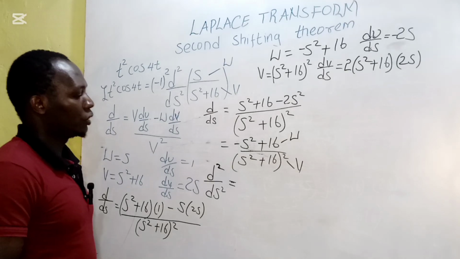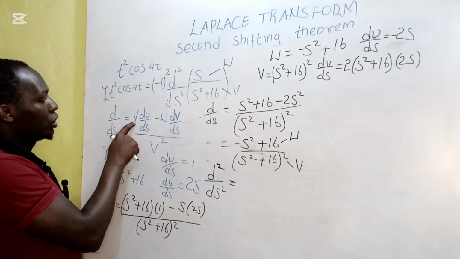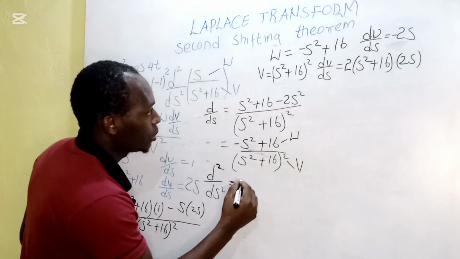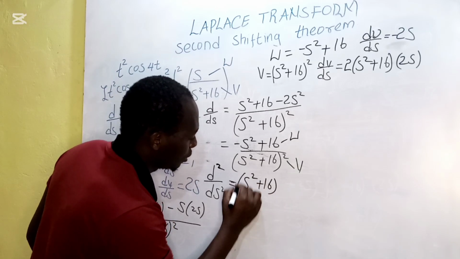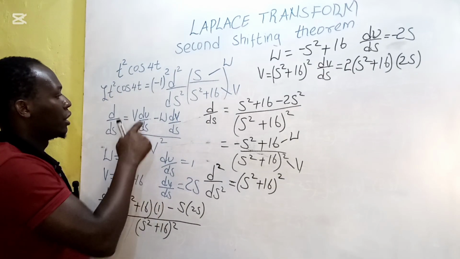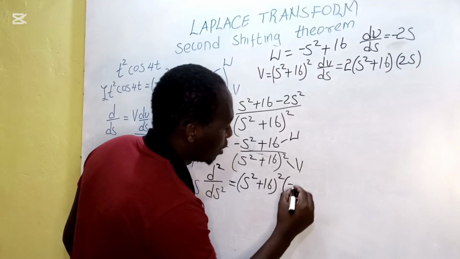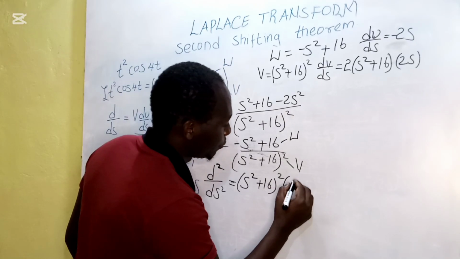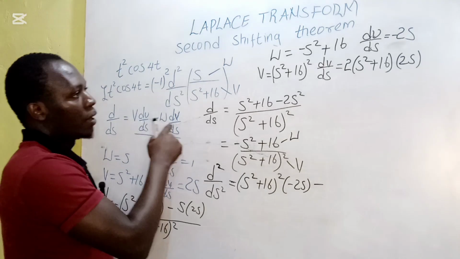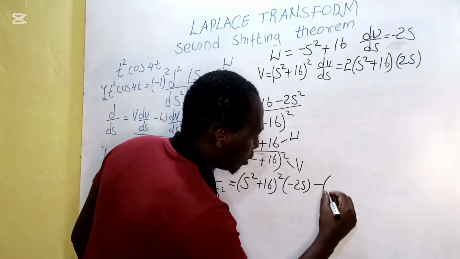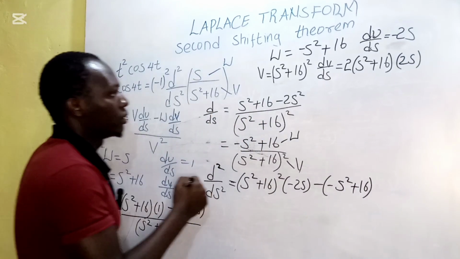Let us now get back into our working, whereby we are still using the quotient rule. My v is going to be equal to s squared I add to 16, but everything was squared. du with respect to ds is equal to negative 2s. I subtract from u. My u is equal to negative s squared I add to 16.